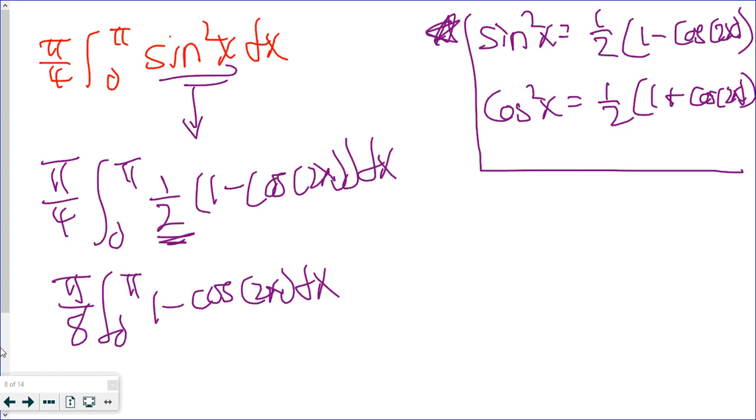Okay, dokie then. Let's integrate it. So if I integrate it, I got pi over 8. Integral of 1 is x. Here's the thing that I want us to get good at. I can do u sub here to integrate cosine.